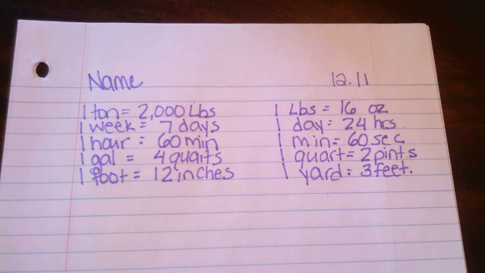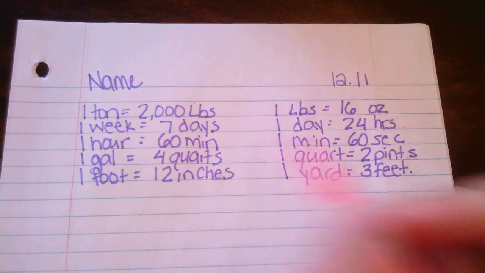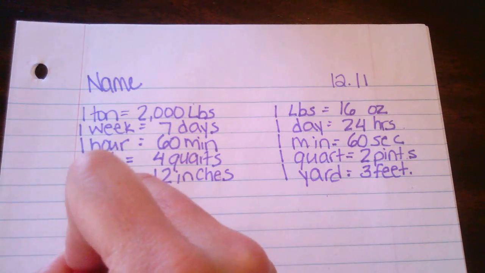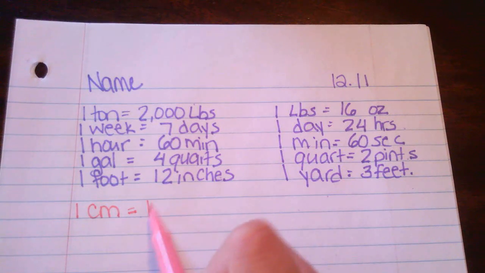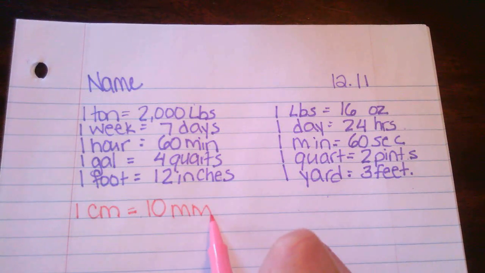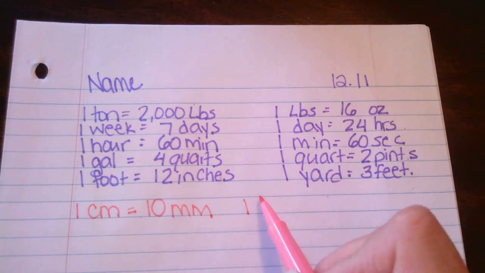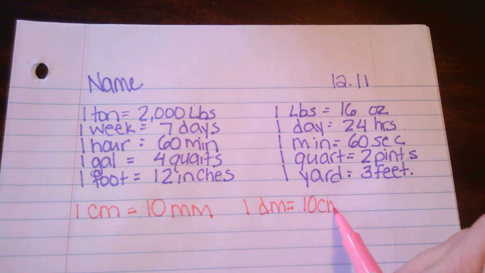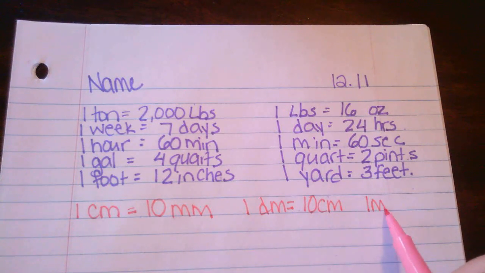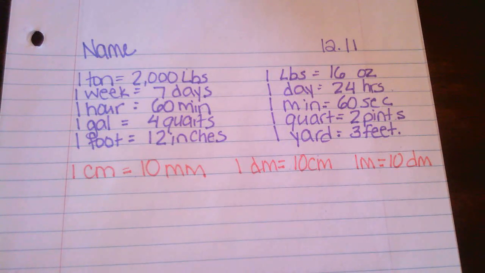We also have to focus on some metric units. Metric units go by base 10. So we have 1 centimeter equaling 10 millimeters. We have 1 decimeter equaling 10 centimeters. And we have 1 meter equaling 10 decimeters. So right there, you guys can see that we're working with a base 10. So today we're going to have to be drawing quite a few charts.